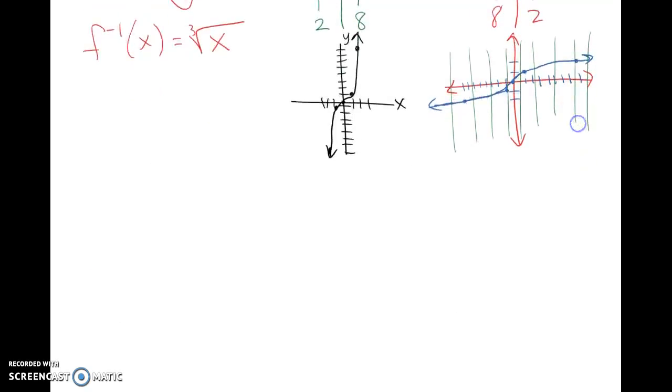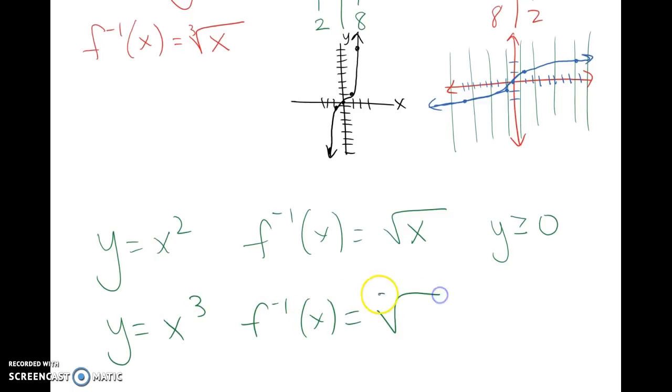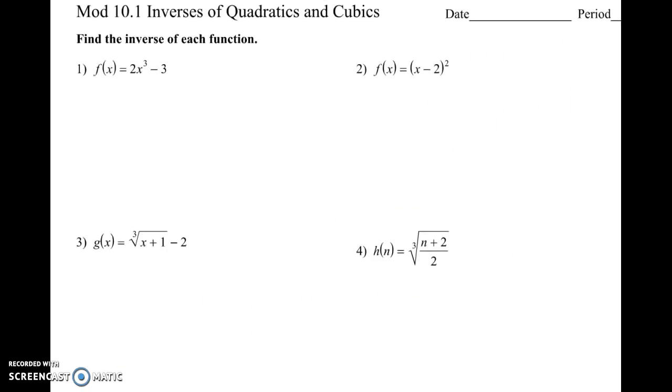So quick little recap: y equals x squared. The inverse function is the square root of x, where y is greater than or equal to 0. Okay, and then for y equals x cubed, our inverse function is the cube root of x, and we don't need any restriction on our domain or range.